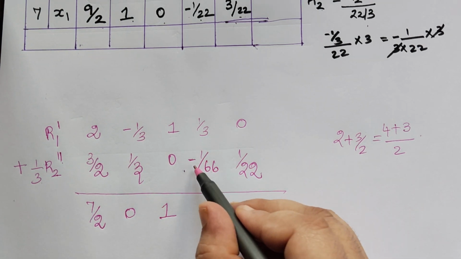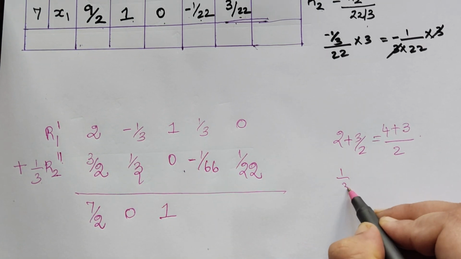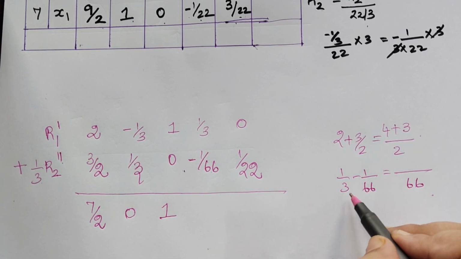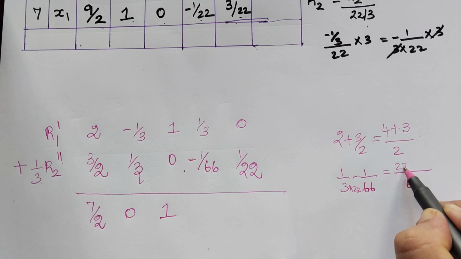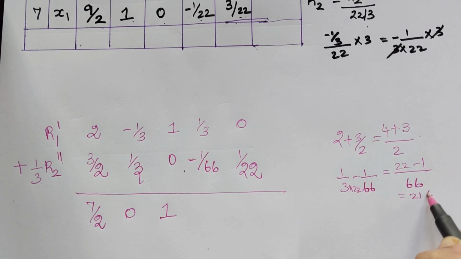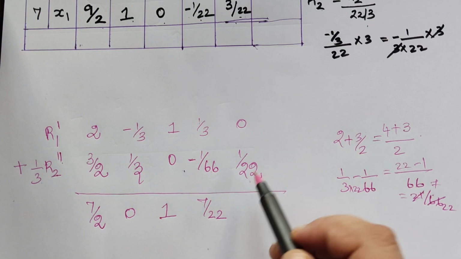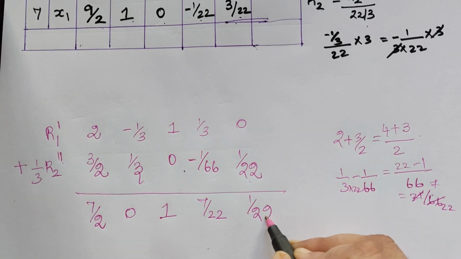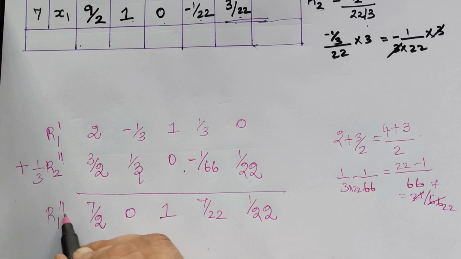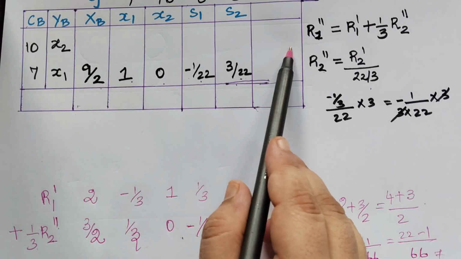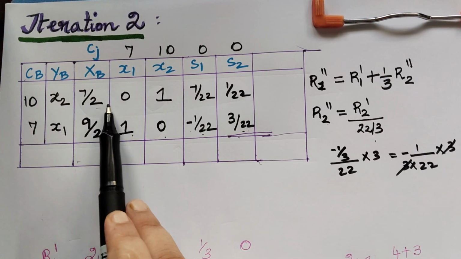1 by 3 minus 1 by 66. 66 will be the LCM and this has to be multiplied with 22. So 22 minus 1 will be 21 by 66. On cancelling, 3 7 times and 3 22 times, we get 7 by 22. And 0 plus 1 by 22 is 1 by 22. So this is the new R1 double dash equation. So let us take these values and write them over here.